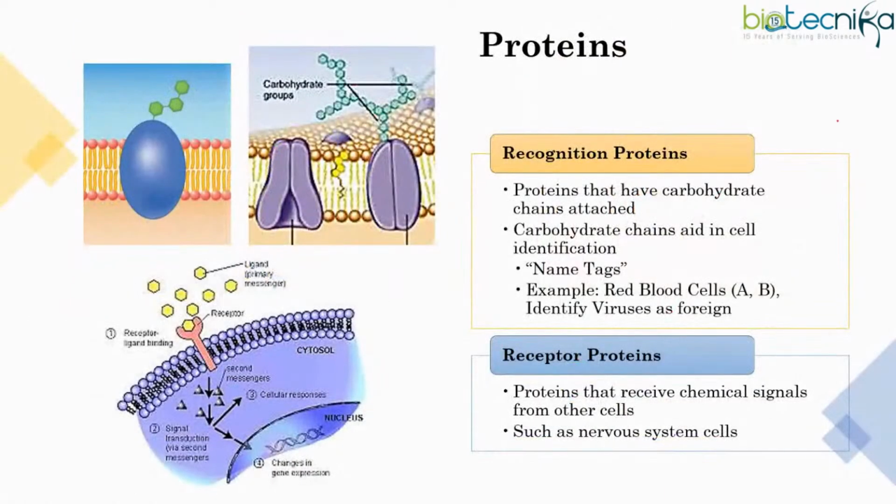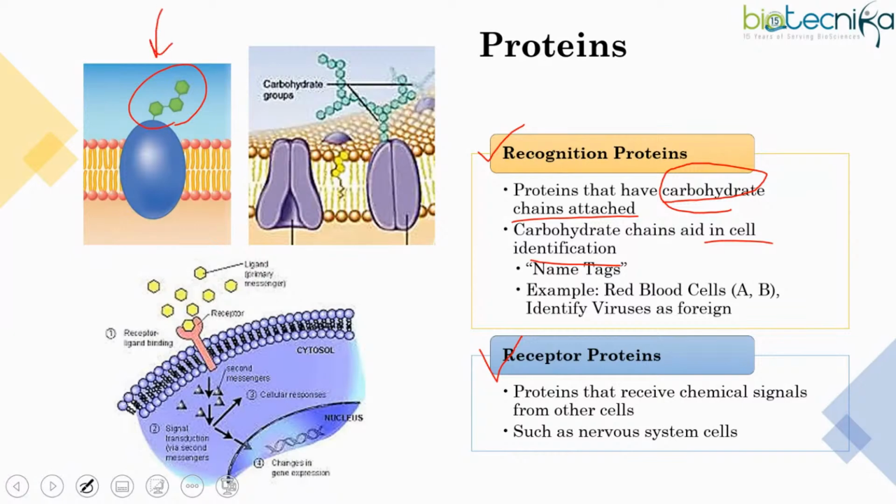Okay. Now coming to the proteins. So two types of proteins are there, function-wise. One is recognition, another one is receptor. Recognition proteins: I mentioned that carbohydrates will have a recognition function. So proteins that have carbohydrate chains attached to them help in cell identification. For example, this kind of acts as a tag, an address tag. Like red blood cells have some specific glycoproteins, some specific sugars, so they can identify viruses as foreign. Okay. And receptor proteins are proteins that receive certain chemicals from other cells, as I already mentioned before, such as the nervous system cells.